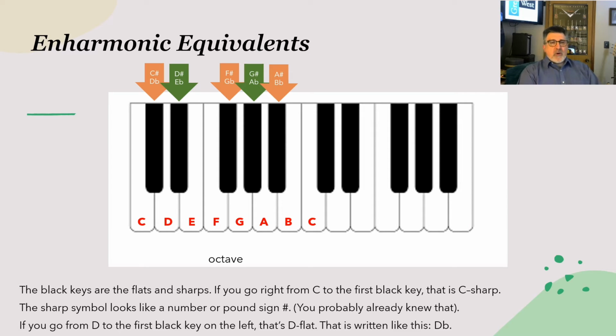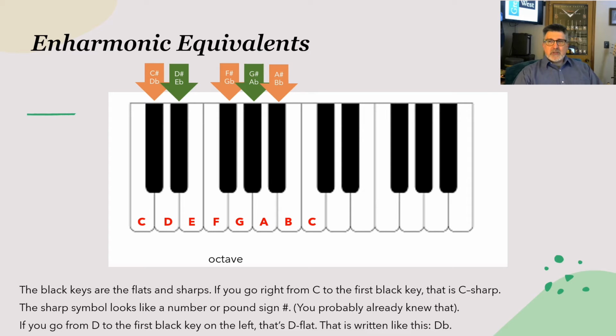We call those enharmonic equivalents. So all the black keys have 2 names. The sharp symbol looks like a pound sign, and the flat, in most text files, is rendered just as a letter B, like D with a small case B for D flat. The actual sharp symbol in music is a little more pointy, but for written notation, that's the way it will be.